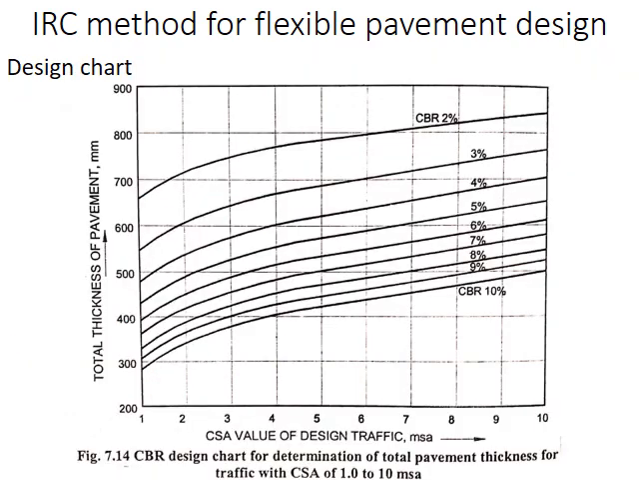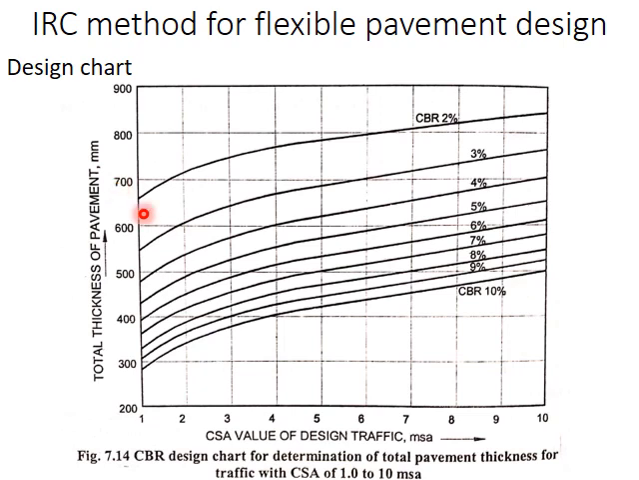For the CBR method, we have the design chart here. This chart is for finding out the thickness of the pavement with the cumulative number of standard axles in the range of 1 to 10 million standard axles. You have different curves for different CBR values. So corresponding to the design traffic and the CBR value, you can choose a particular curve and obtain the total thickness of the pavement.